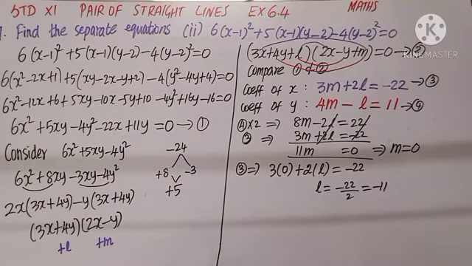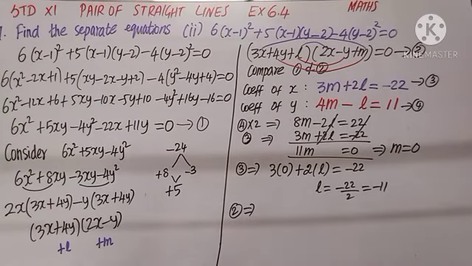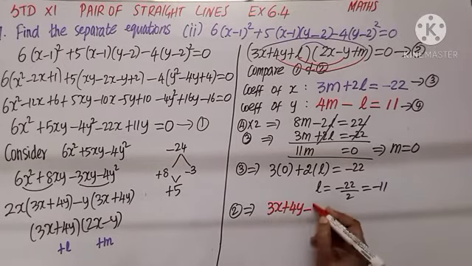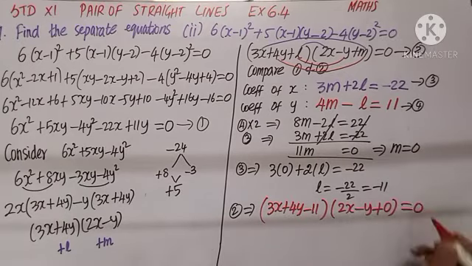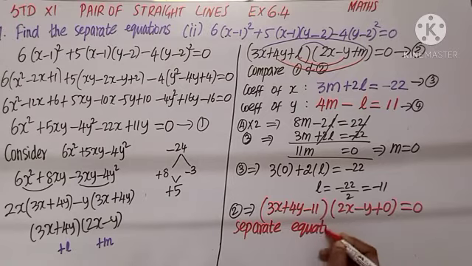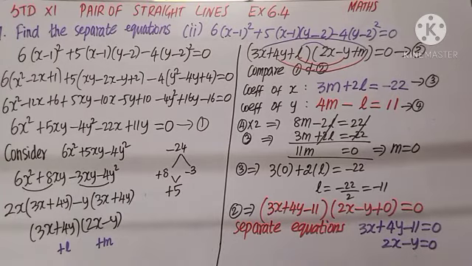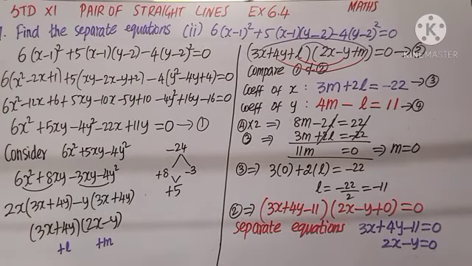As I know what L and M are, put them back in the second equation. So what is the second equation? (3x plus 4y plus L, that is minus 11) into (2x minus y plus 0) equal to 0. So we will write the separate equations. How to write the separate equations? Each bracket let us put 0. 3x plus 4y minus 11 equals 0, and 2x minus y equals 0. The question is to find the separate equations, and we have arrived at it.